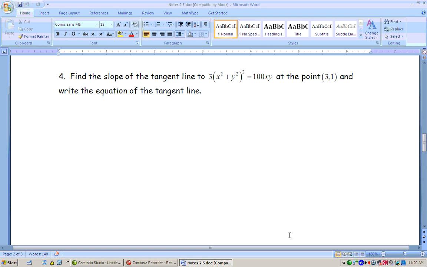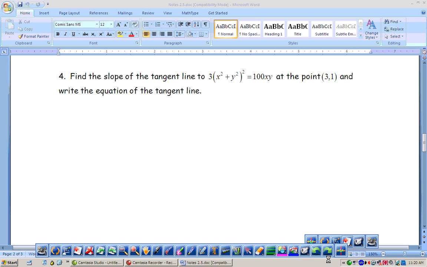Find the slope of the tangent line to this graph at the point 3, 1 and write the equation of the tangent line. Okay, we know how to write the equation of a tangent line, right? We just need a slope and a point. I actually have the whole point, so I don't even have to figure out what the corresponding y value is. A lot of times I just give you the x value. So all we need to do is find the slope.